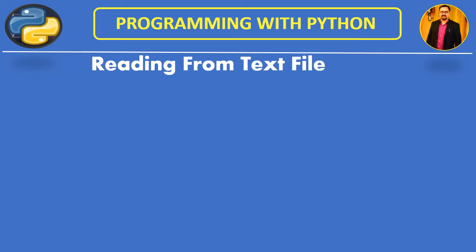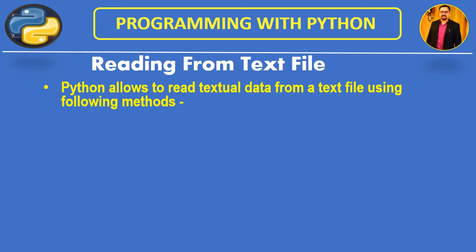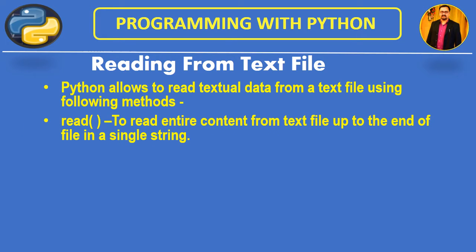Reading from a text file, as we have done earlier in Python, we can read a text file using the following methods. The various methods are there, and the first method is using the read function. The read function is used for reading the entire content of the text file in a single string.